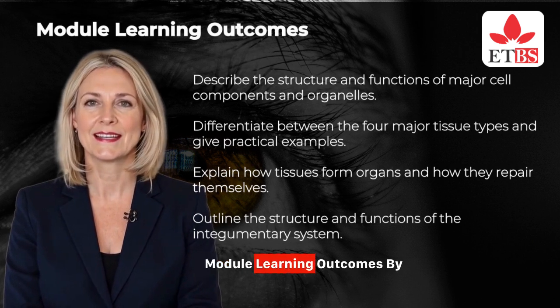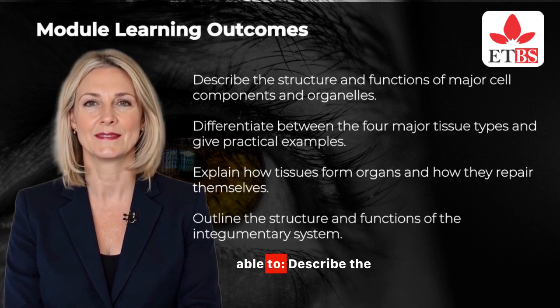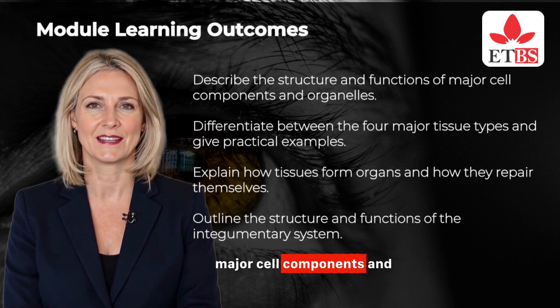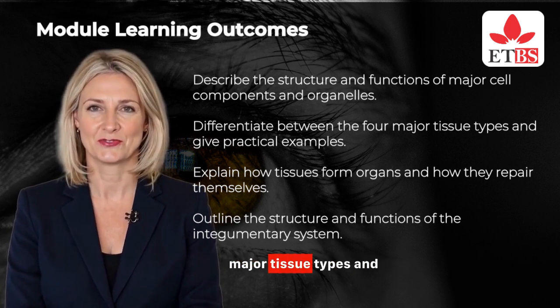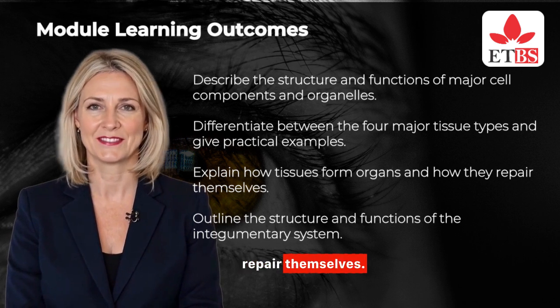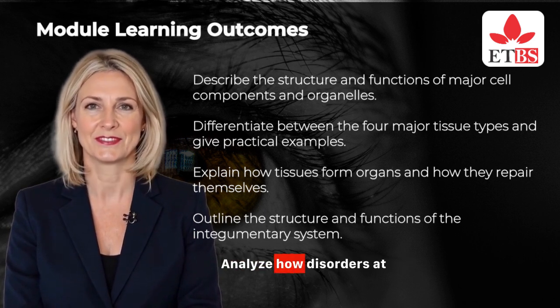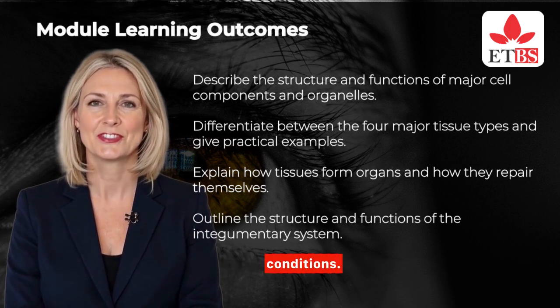Module learning outcomes. By the end of this module, you will be able to describe the structure and functions of major cell components and organelles. Differentiate between the 4 major tissue types and give practical examples. Explain how tissues form organs and how they repair themselves. Outline the structure and functions of the integumentary system. Analyze how disorders at the cellular or tissue level manifest as clinical conditions.